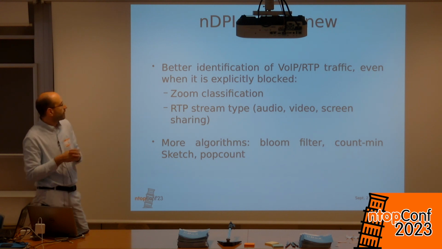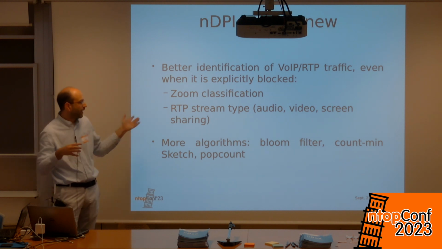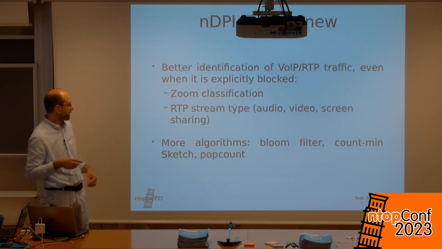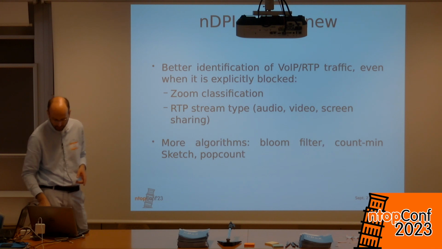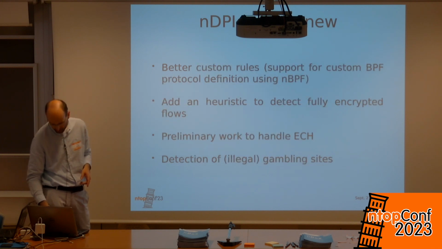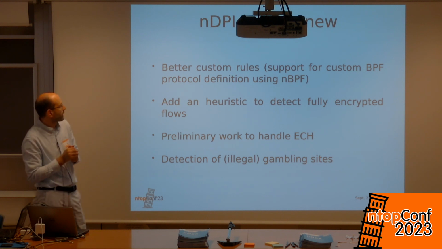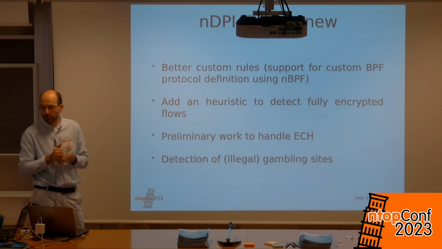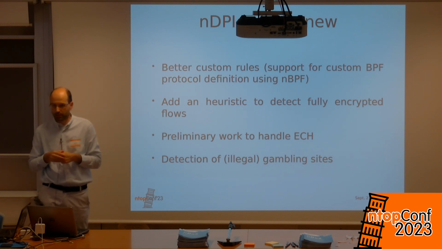We have a better identification of VoIP and RTP traffic. We have Zoom classification, and we can tell audio from a video stream or some kind of screen sharing. We added more algorithms. We have better support for custom rules. We have support for nBPF, which is a simpler version of the standard BPF filters that are used in PF_RING.